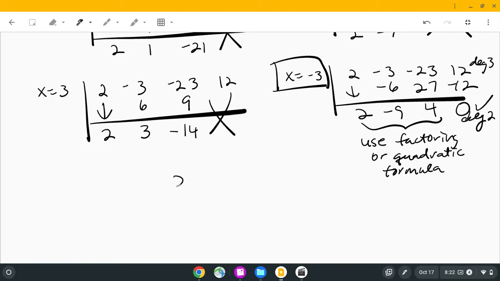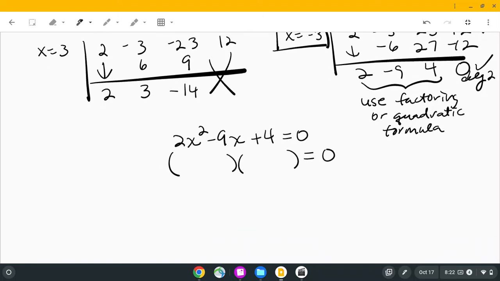All right, so this was a degree 3, so now this is a degree 2. All right, so we have 2x squared minus 9x plus 4 equals 0. Let's see if this factors. If not, then we'll use quadratic formula. 2x times x, negative, negative. It's not going to be 2 and 2. It's got to be 4 and 1. 2 times 4 is -8, -1, that's -9. This works, okay?